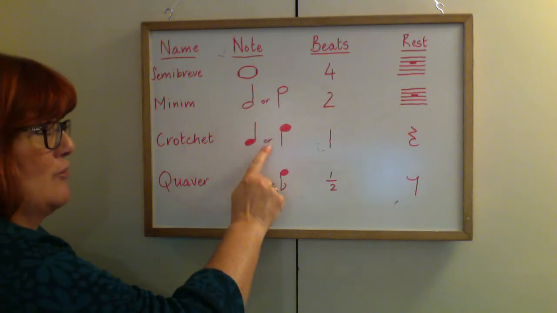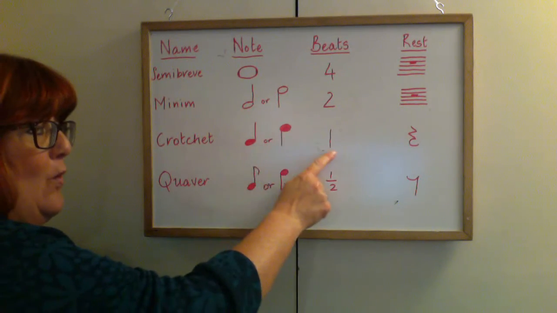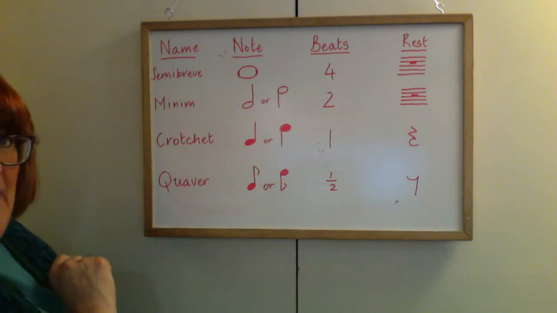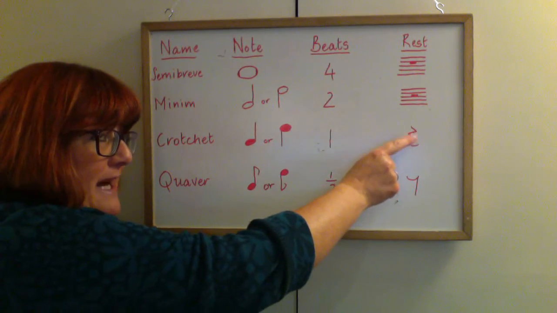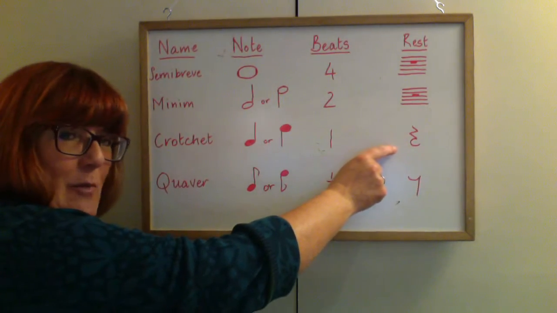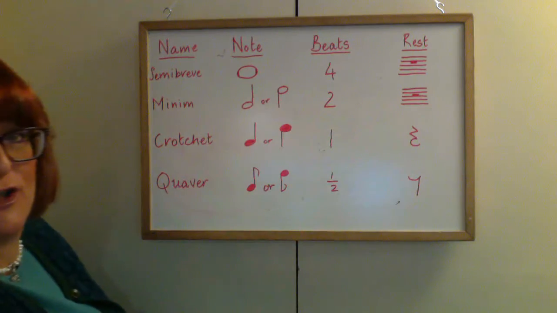Now, a crotchet is worth 1 beat. And this is my favourite rest because it's got a K on the bottom and a Z on the top for snoring. It's a crotchet asleep.